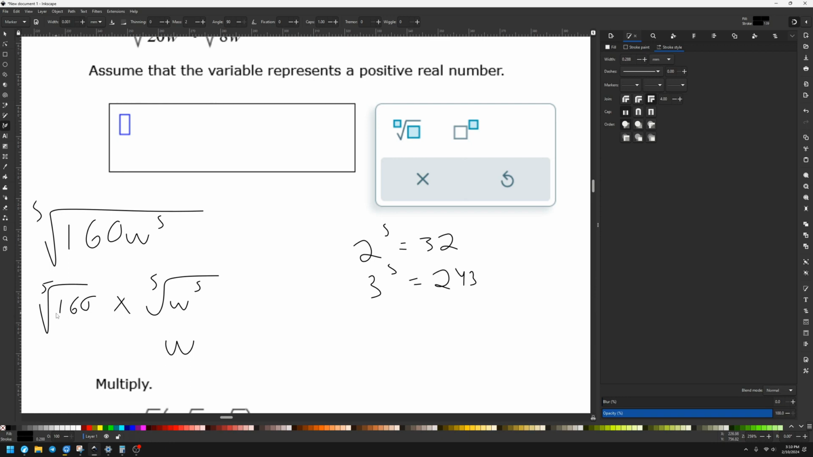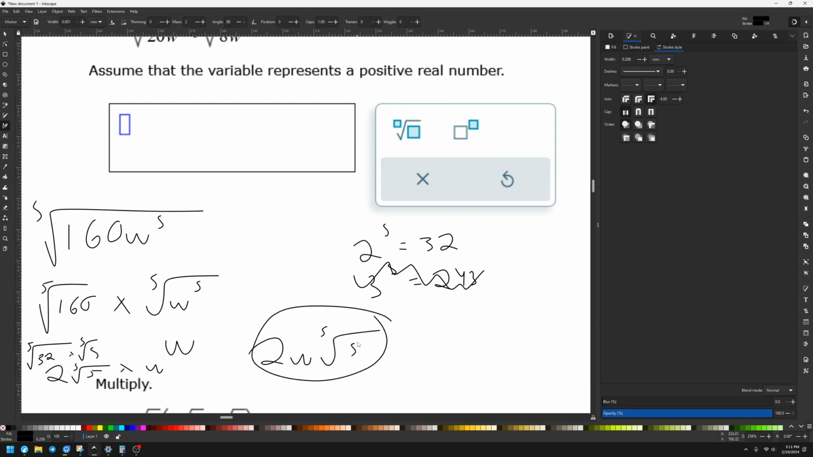Okay, well, obviously, since this is 160 and this is 243, 3 to the 5th overshoots, so that cannot be a possibility. So now we're left with the question, does 32 divide 160? And the answer is yes. So that means we can break down 160 into the fifth root of 32 times the fifth root of 5, because 5 times 32 is 160. So we're going to have 2 times the fifth root of 5 times w, and this is equal to 2w times the fifth root of 5. And again, we leave the radical at the end for convention.